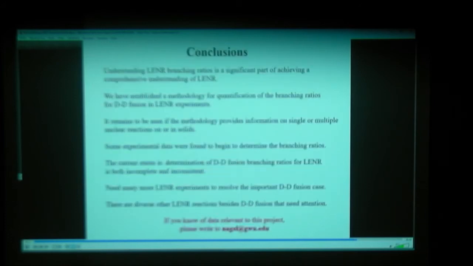So in conclusion, we can say that understanding LENR branching ratios is a significant part of achieving a comprehensive understanding of LENR. We have established a methodology for quantification of branching ratios for only DD fusion in LENR experiments. And it remains to be seen if the methodology provides information on single or multiple nuclear reactions on or in solids. Some experimental data were found to begin to determine the branching ratios, as I showed you in a couple of graphics. But the current status overall for the DD fusion reaction is that the branching ratios are incomplete and inconsistent. So we need many more LENR experiments to resolve the important DD fusion case. And we must note that there are many other LENR reactions besides DD fusion that also deserve attention.